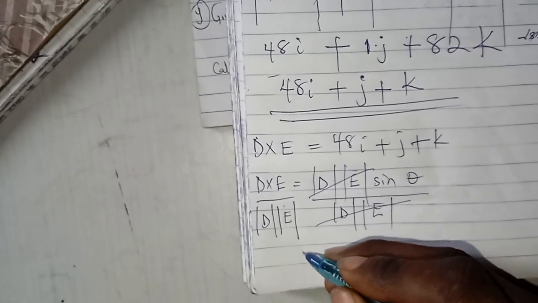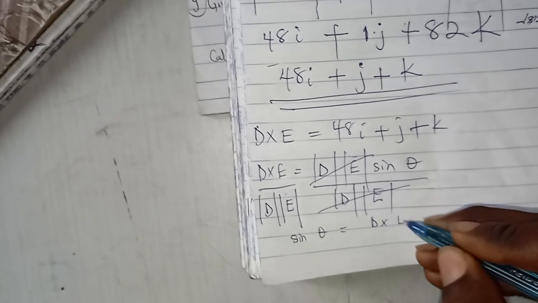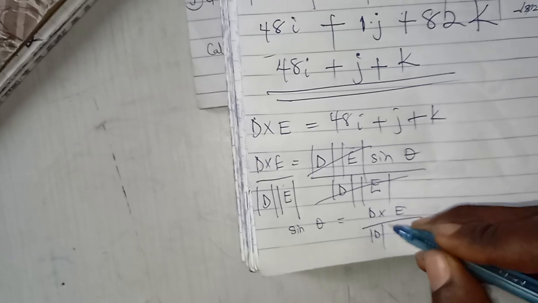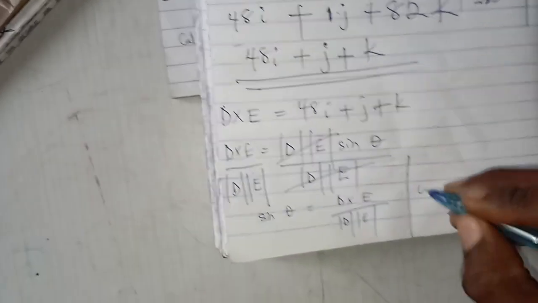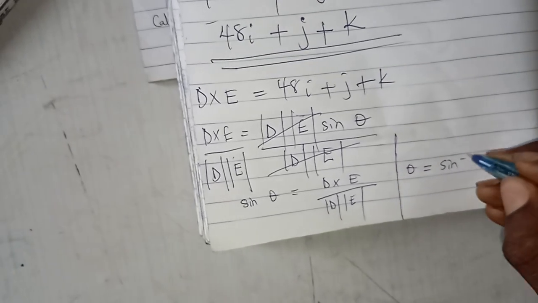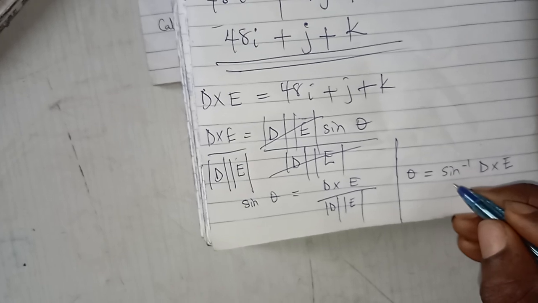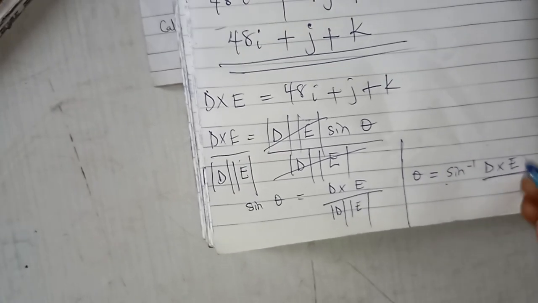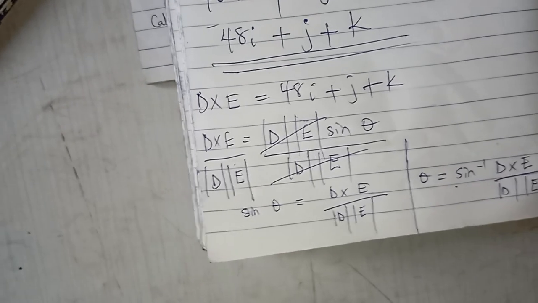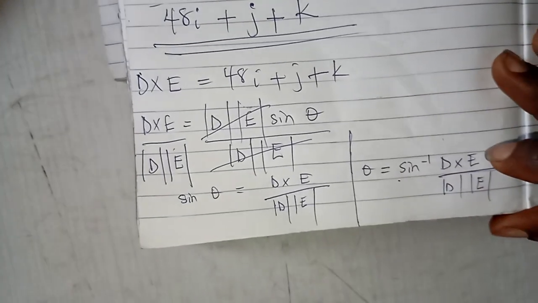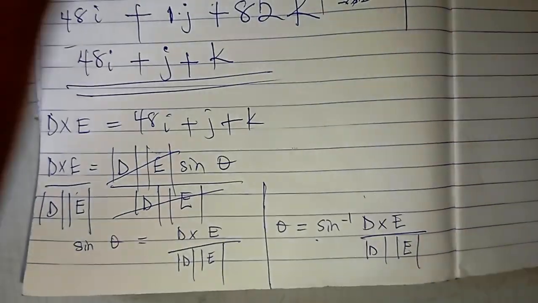So the formula we use at the end of the day is sine theta equals D cross E all over magnitude D, magnitude E, and theta is going to be equal to sine inverse of D cross E all over magnitude D, magnitude E. So let's see what we have.